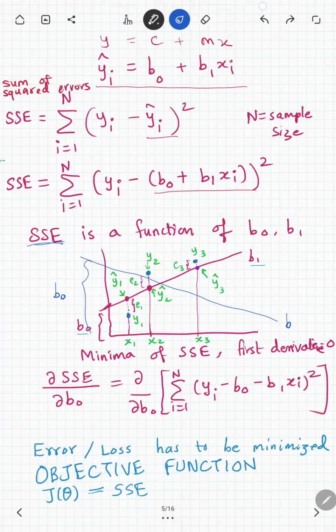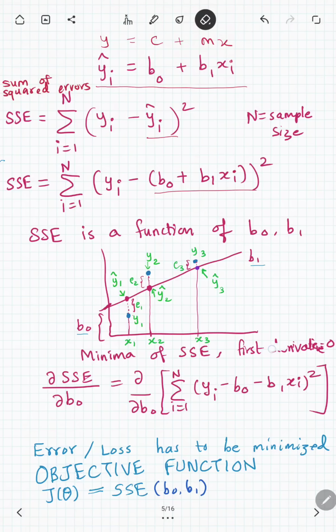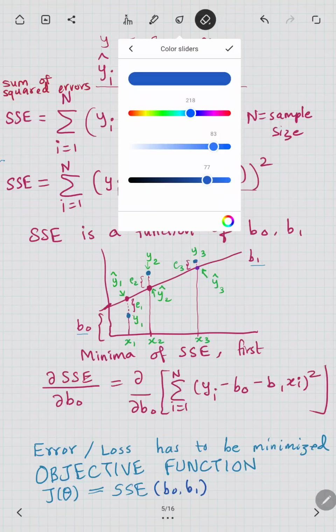I will just erase this line. So SSE is a function of b0 and b1. So this is our objective function. And what is our objective over here? We want to minimize the objective function because it is bad. Okay. So how do you minimize? How do you find the minima?